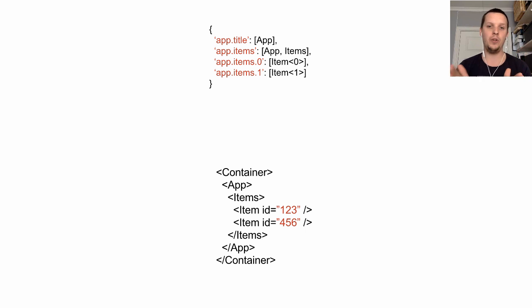So, for example, imagine this small simple app here. We have the container and we have the app and we have some items. So when this application mounts, it will register an object in the container like the one above, where the app is interested in the title, but it's also interested in the items. Maybe it wants to count the number of items. But the items component itself is of course interested in the items, and each item is interested in its specific item.